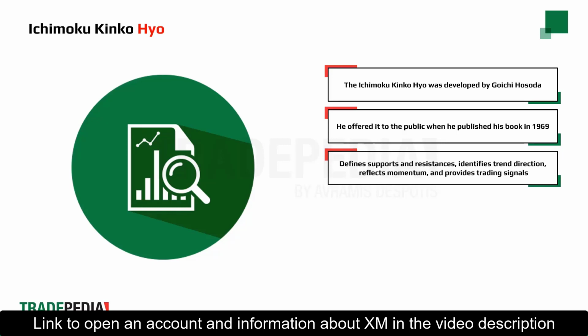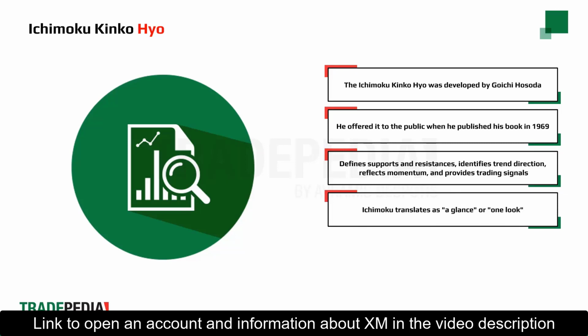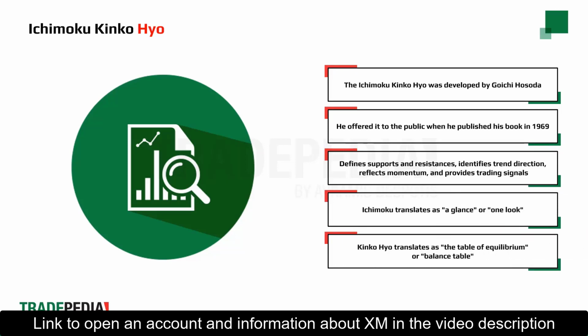Ichimoku translates as a glance or one look. Kinko translates as the table of equilibrium or balance table. So, with one look, chartists can identify the trend and look for potential buy and sell signals within that trend.